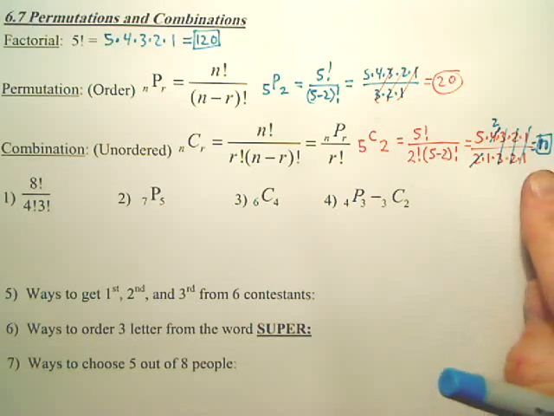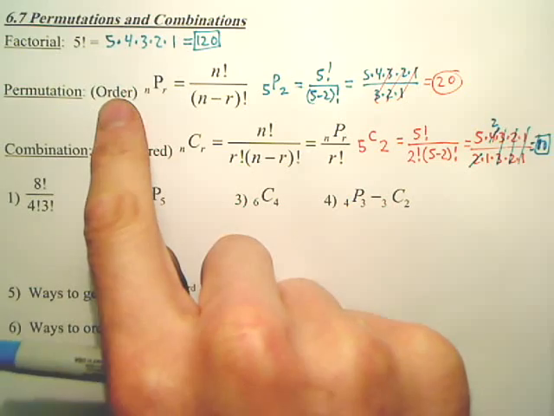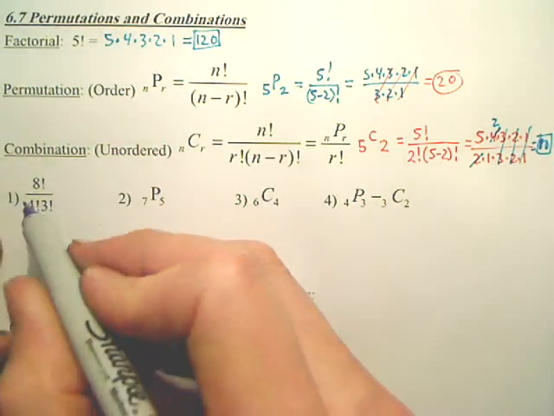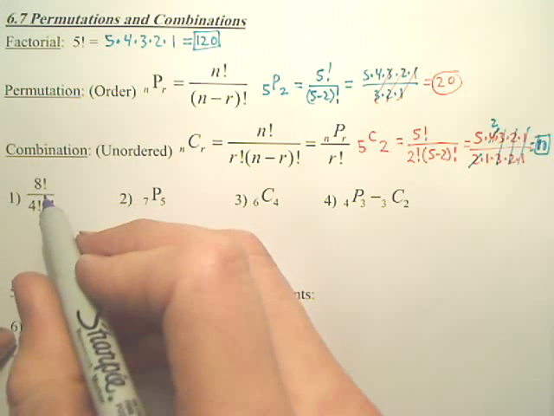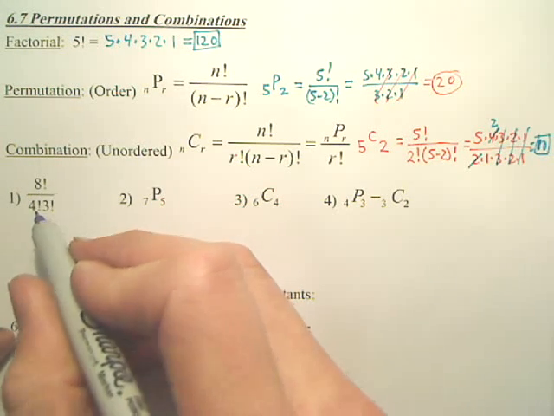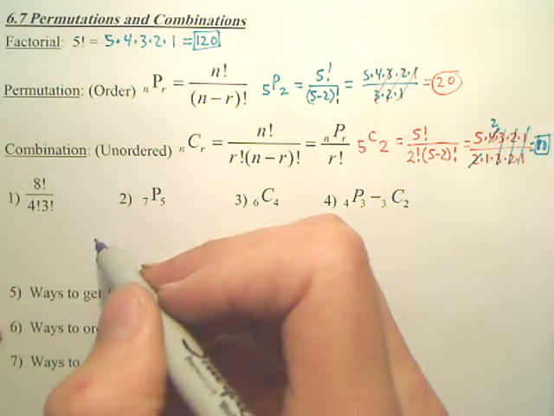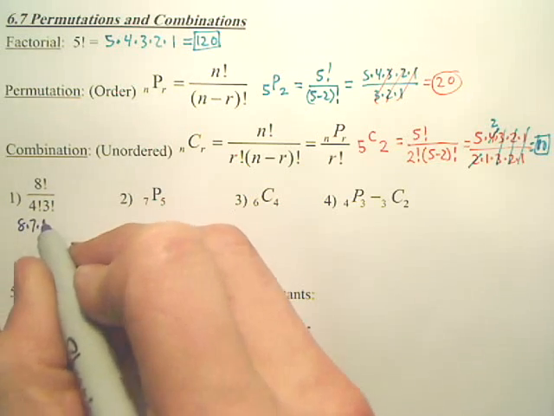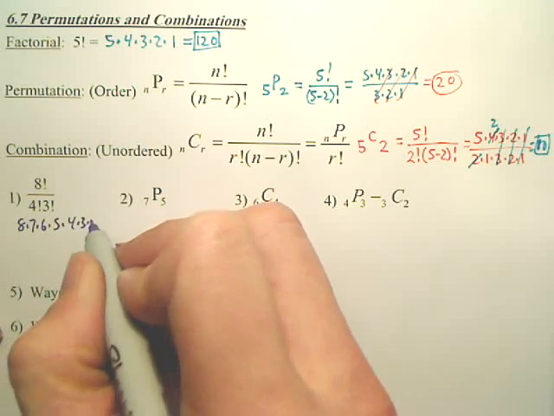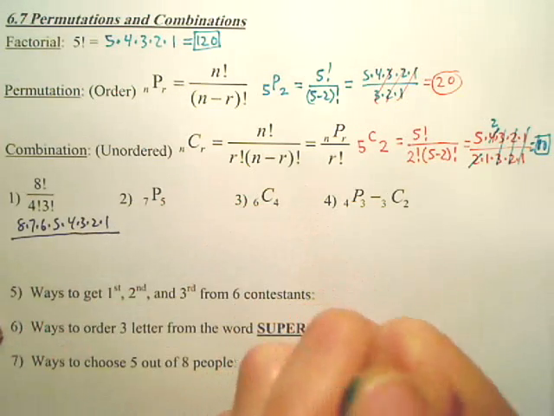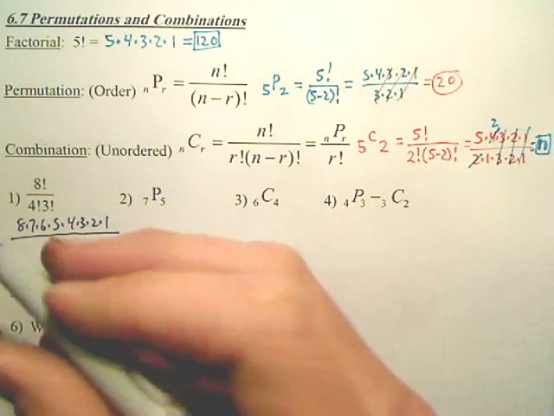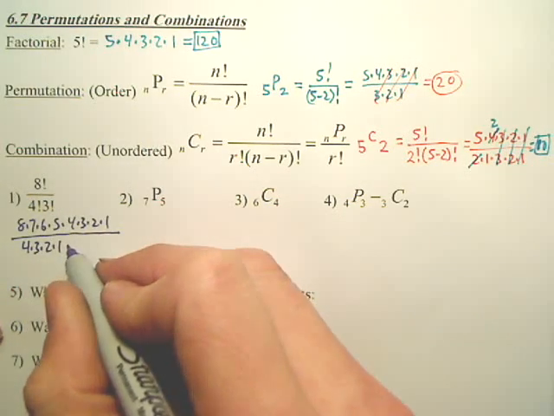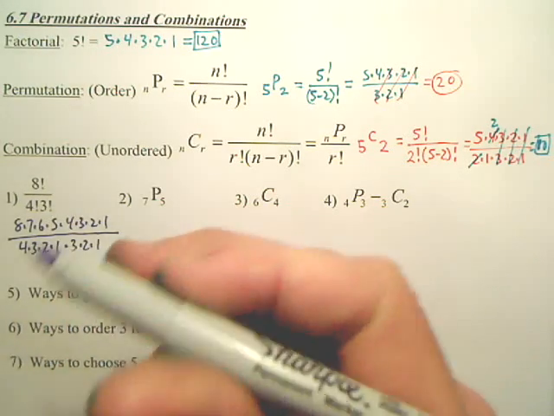Alright. Combinations, permutations. These deal with order, these deal with unordered. We'll talk about that. Okay, let's just solve this factorial problem. 8 factorial over this. Let's multiply it all out and do some cancellations. 8 factorial will be 8 times 7 times 6 times 5 times 4 times 3 times 2 times 1 over, what's 4 factorial? 4 times 3 times 2 times 1. And 3 factorial is 3 times 2 times 1.